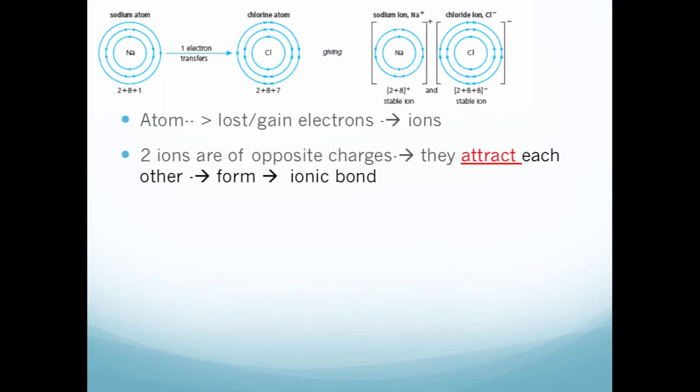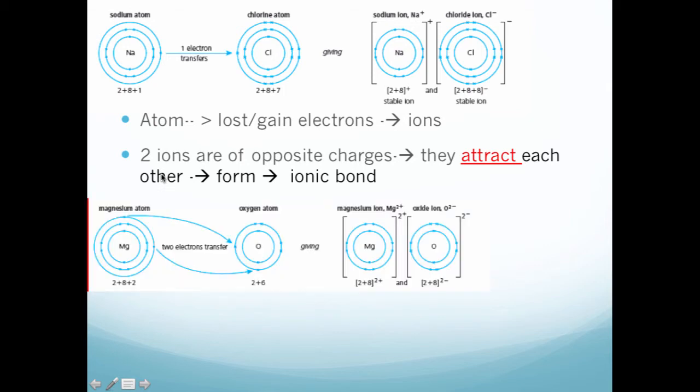And 2 ions of the opposite charge will attract each other. The strong force between them is called an ionic bond. So they attract each other, they have the strong force, and that forms an ionic bond.